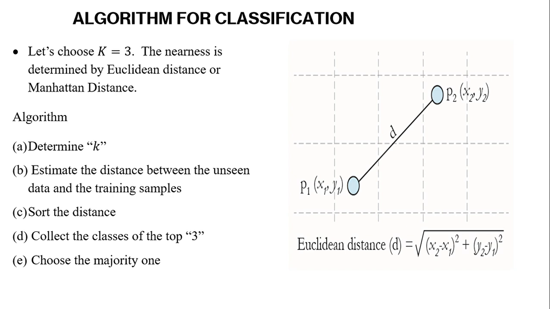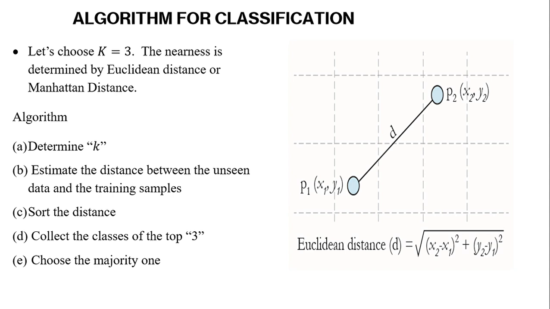Now let's look at the algorithm. The algorithm goes thus: let K equal 3. The nearness is determined by Euclidean distance or Manhattan distance or Minkowski distance, whichever one is applicable. First, determine K. You choose what K you want to use, whether K equals 1, 2, 3, 4, up to whatever value of K you want to choose.